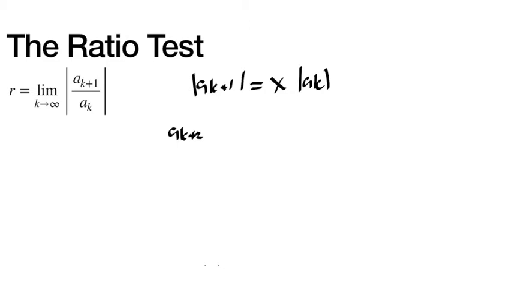Then what about a_{k+2}? a_{k+2} is x times a_{k+1}, which is x squared times a_k.